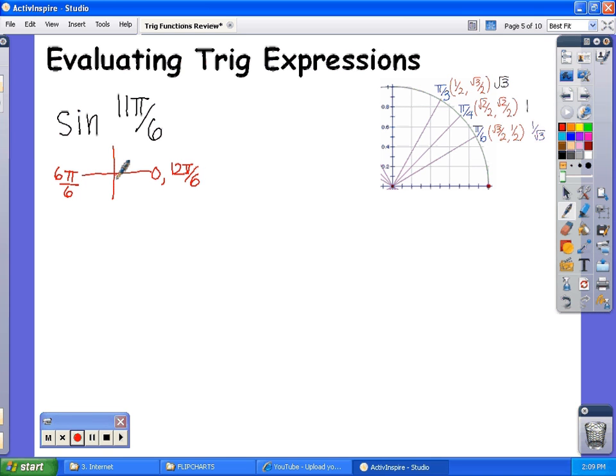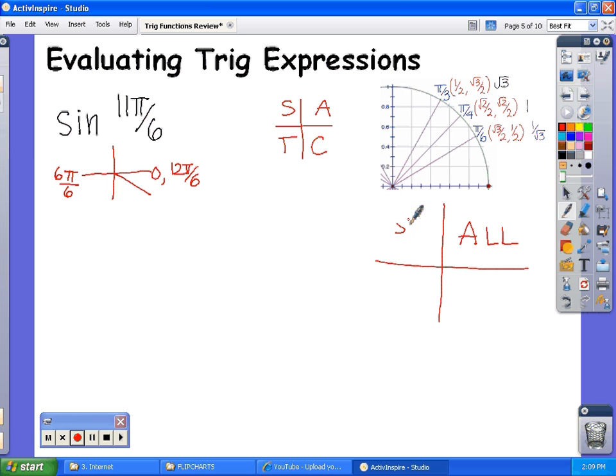Second thing, you figure out if sine is positive or negative there. So here's the second thing we talked about. All students take calculus. Now, I will spell that out for you. All of your trig functions are positive in the first quadrant. Sine and its reciprocal, cosecant, are positive in the second. Tangent and cotangent are positive in the third. Cosine and secant are positive in the fourth.